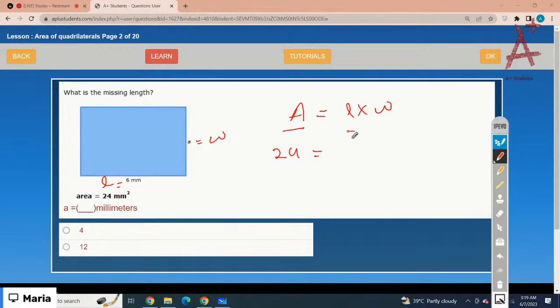Here you have been given the length, that is 6 times w. You can find 6 times what number equals 24. Either you can divide both sides by 6. So it would be w equals 4. Got it? That means the missing side length equals 4 millimeters. Got it? The option is 4.